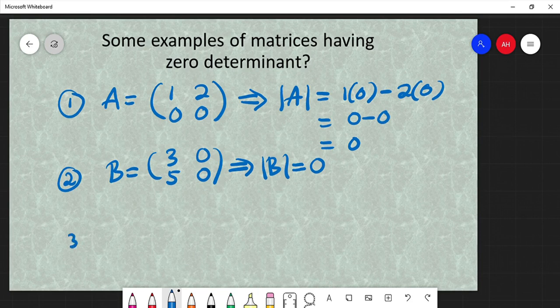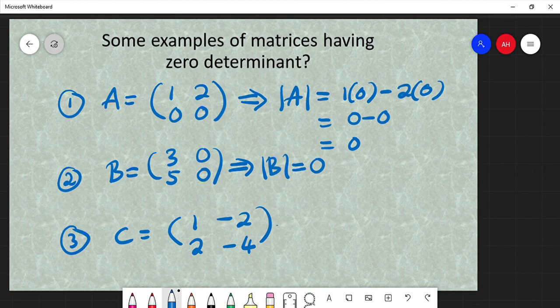Now, for the third case, where one row is a multiple of the other row. For example, we have matrix C equal to, maybe 1 and negative 2 in the first row. For the second row, we have 2 and negative 4. Do you see that the second row is double the first row? A multiple of the first row. That is, if we multiply the first row by 2, we have the second row.